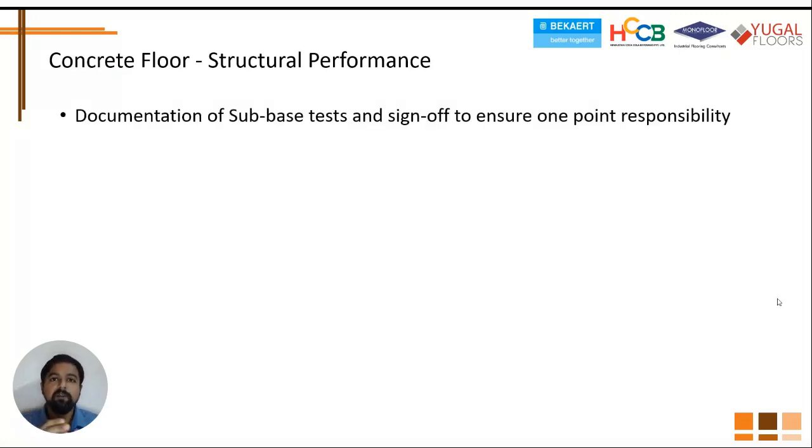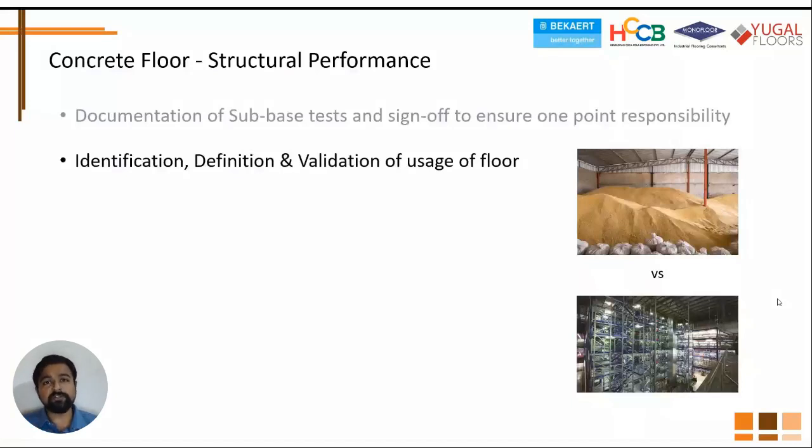What happens is you have a subbase that is built by a general contractor, and a flooring contractor comes in after the subbase is built. So you have to be clear in the transition, particularly in terms of liability, between the time when a general contractor hands over the subbase to a flooring contractor. It is important to do testing at that time. So the testing happens on the subbase, and there is a sign off in responsibility. So the flooring contractor is able to take on the responsibility from there on. So the identification of loads is very important.